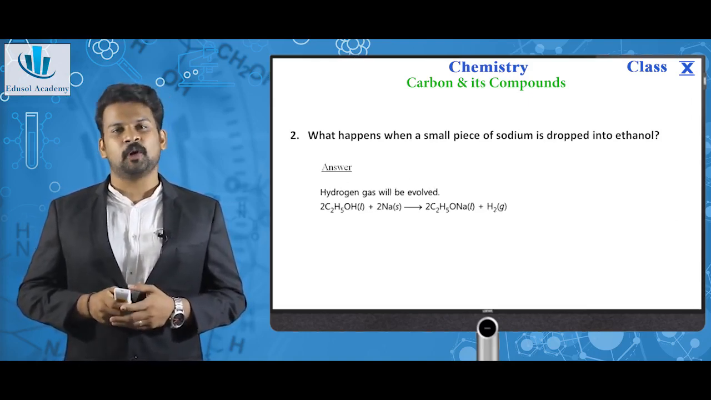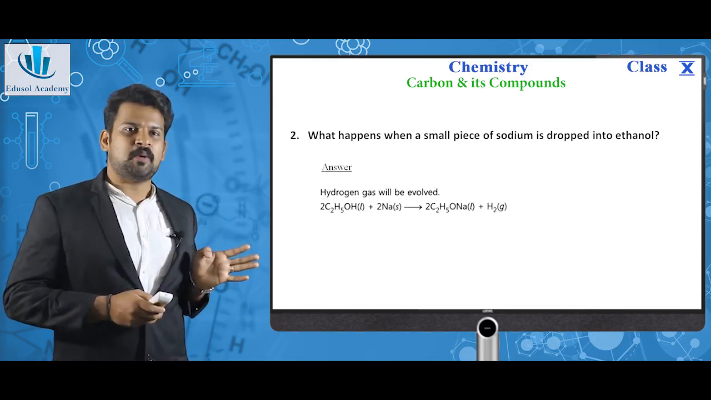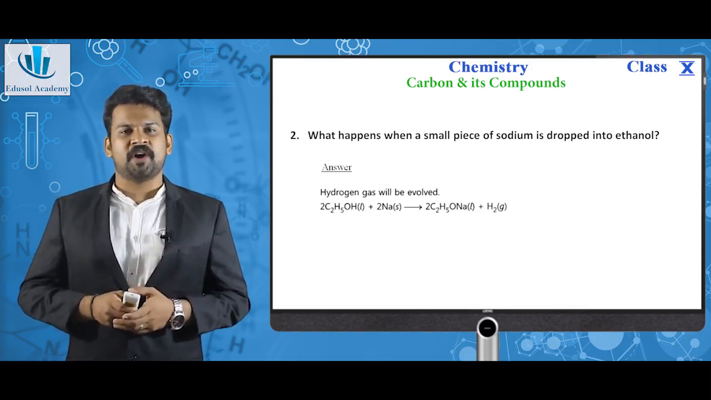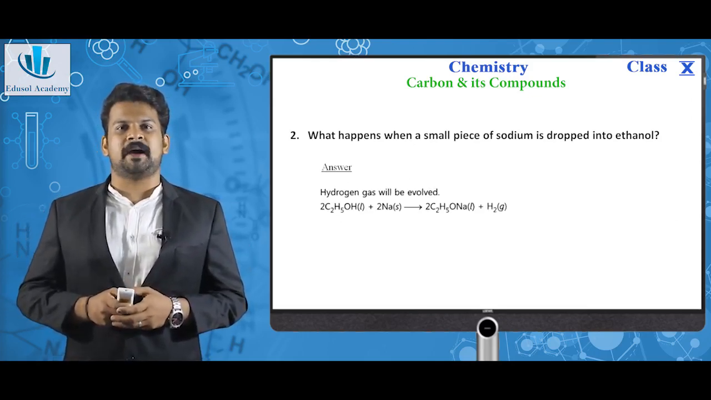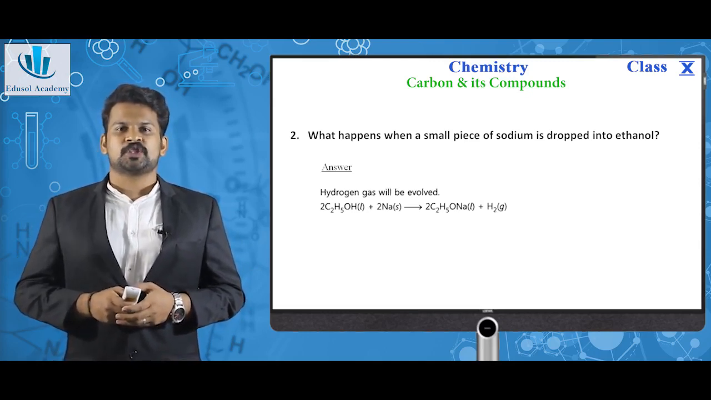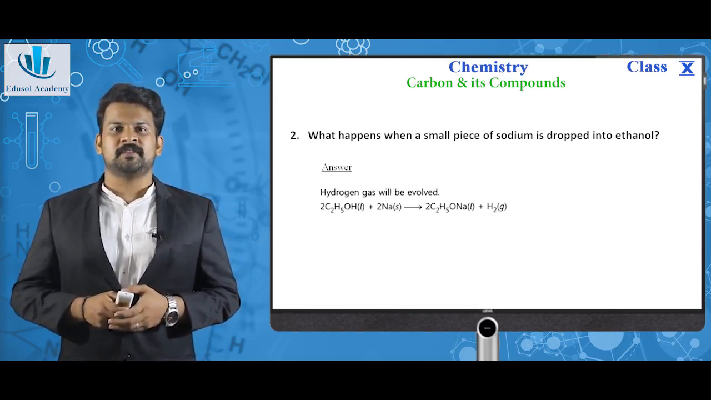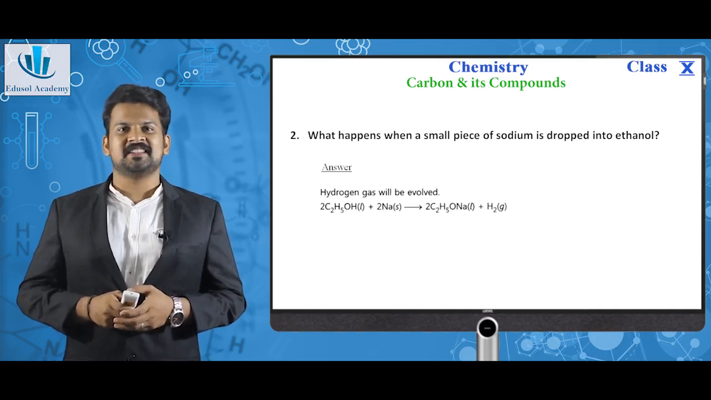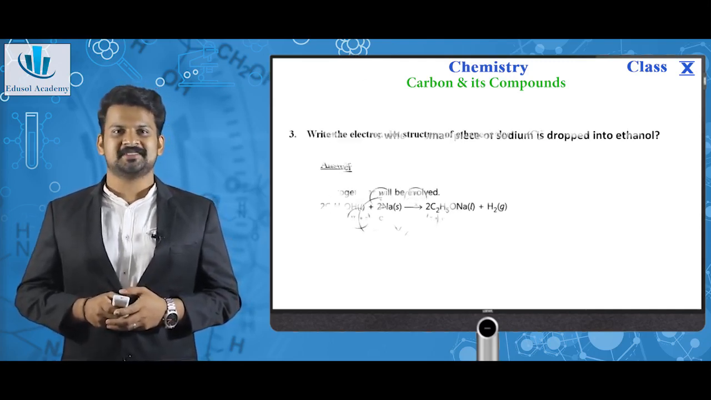Next, what happens when a small piece of sodium is dropped into ethanol? Hydrogen gas will be evolved. As you can see in the equation, C2H5OH plus Na gives C2H5ONa plus H2. Sodium ethoxide is formed with liberation of hydrogen gas. This is a peculiar reaction.